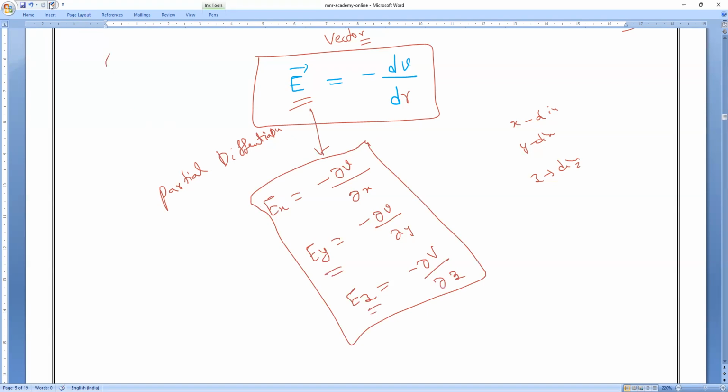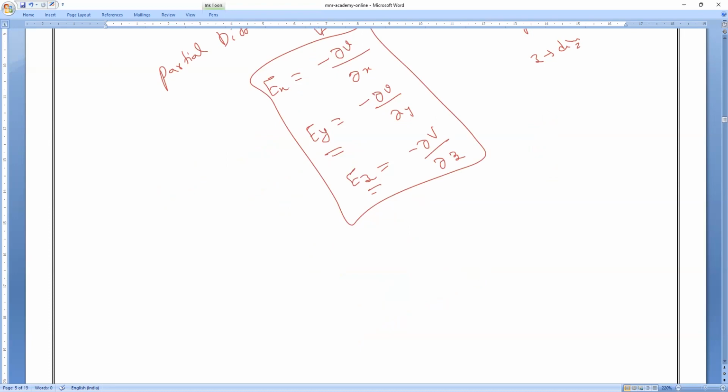Anybody having any doubt, you can ask me. Individually we are doing. So this is the relation between E and dr. Any doubt in this, you can ask me, guys. Are you clear, everybody? Yes, sir. So now, for example, you want to find the x direction.